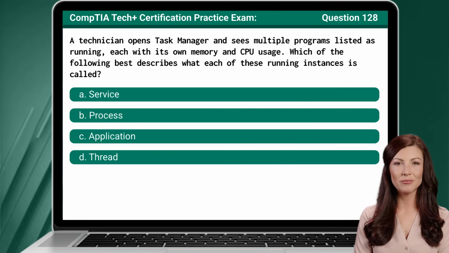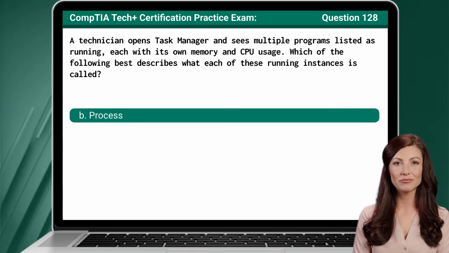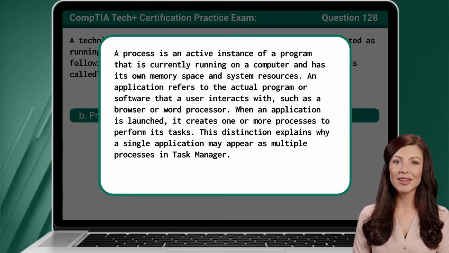The answer is B. Process. A process is an active instance of a program that is currently running on a computer and has its own memory space and system resources. An application refers to the actual program or software that a user interacts with, such as a browser or word processor. When an application is launched, it creates one or more processes to perform its tasks. This distinction explains why a single application may appear as multiple processes in Task Manager.